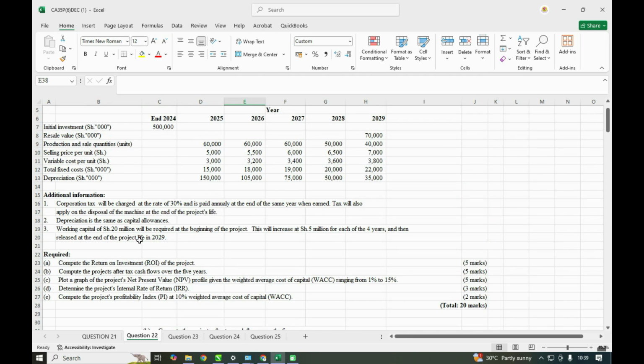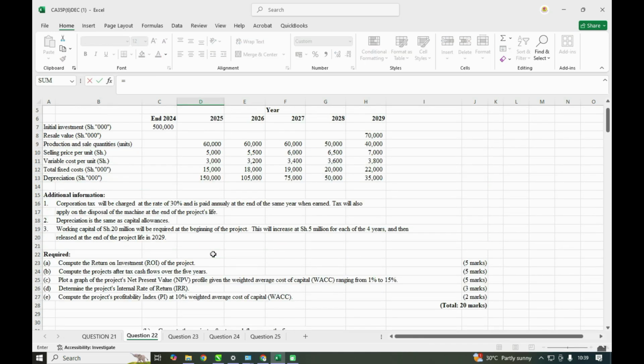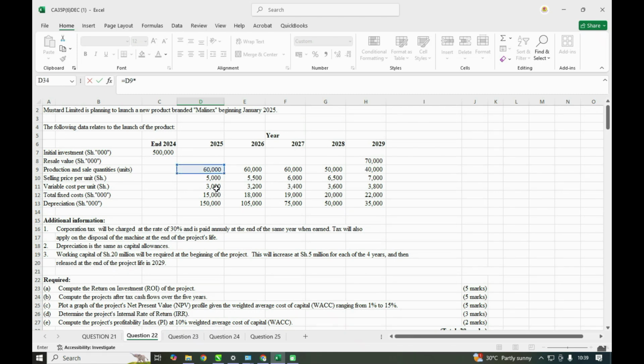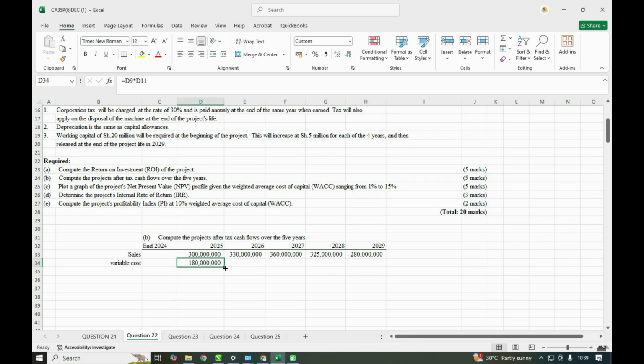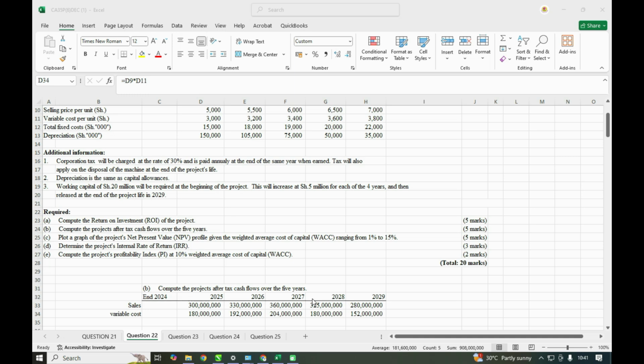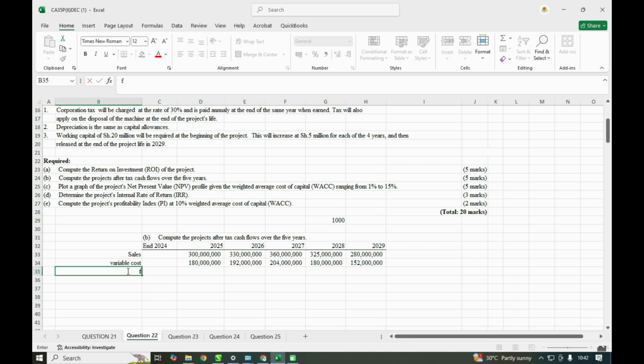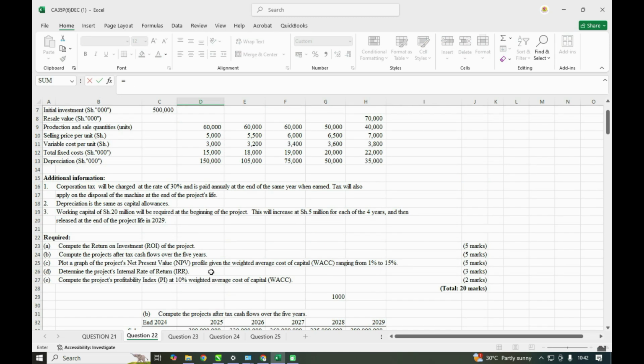Then after sales, we have the variable cost. For the variable cost, it varies again with units. So we take the units and multiply by the variable cost per unit. And again, this one I will drag. After getting the variable cost, the next thing we have is the total fixed cost. When you look at the total fixed cost, it is in 1,000. So you can multiply and just put 1,000 there, convert it. So that it is in 1,000, fixed cost. I will pick my fixed cost.